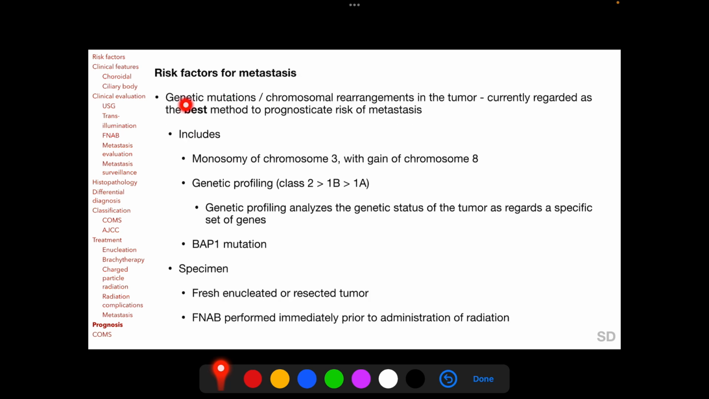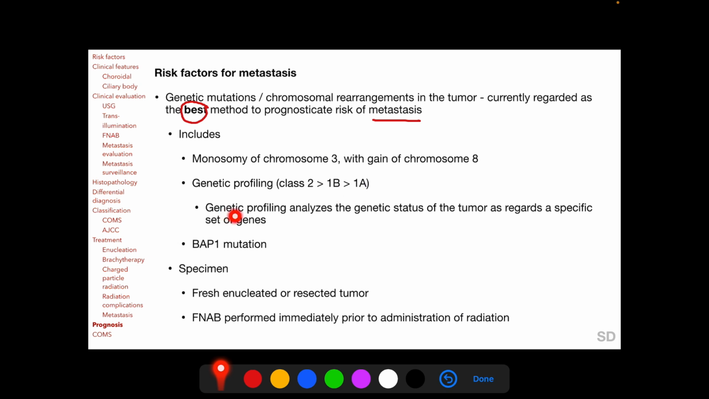Genetic risk factors for metastasis are genetic mutations and chromosomal rearrangements in the tumor, and they are currently regarded as the best method to prognosticate the future risk of distant metastasis. They include monosomy of chromosome 3 with or without gain of chromosome 8. Genetic profile of the tumor, with class 2 tumors having a worse prognosis than class 1b tumor, which in turn has a worse prognosis than class 1a tumor.